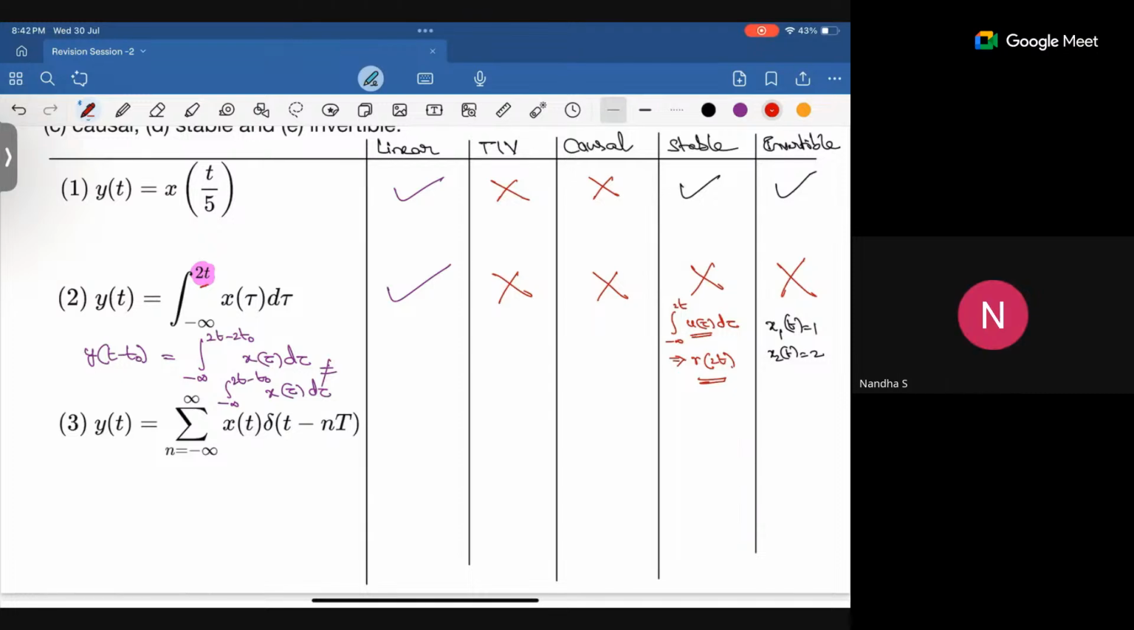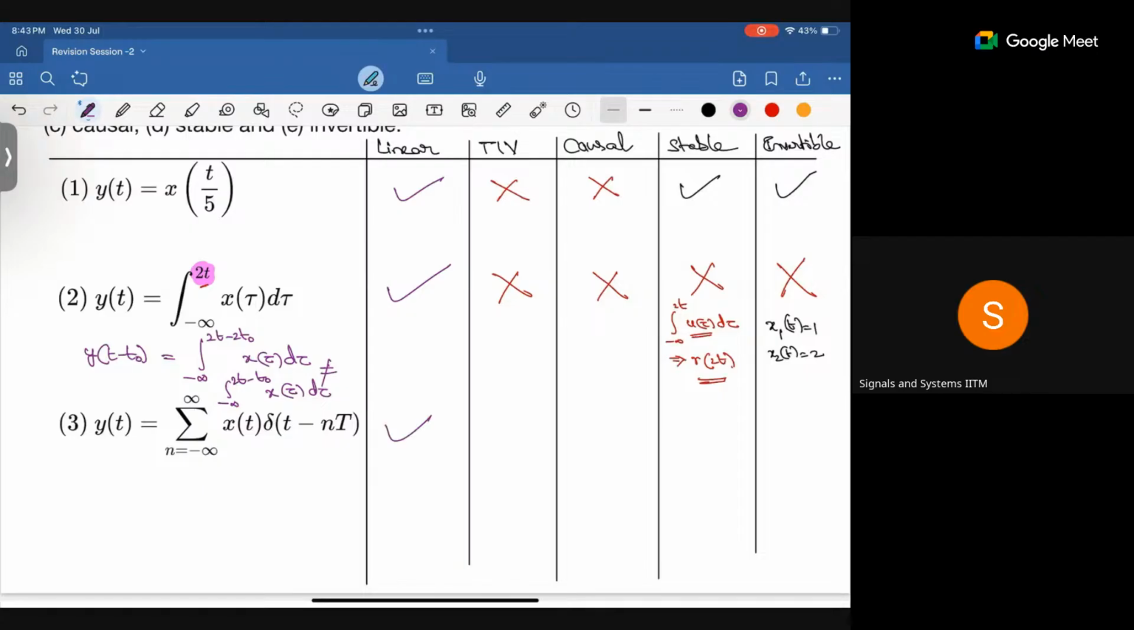Direct delta train. Yeah. Okay, so let's quickly comment on this. Is it linear? Yes, everybody agrees to that. It will be linear. You can check it.